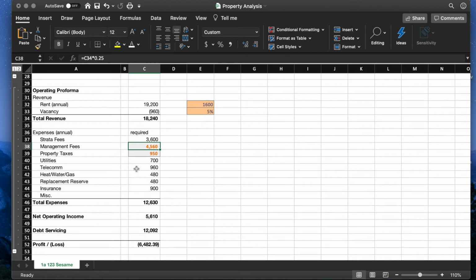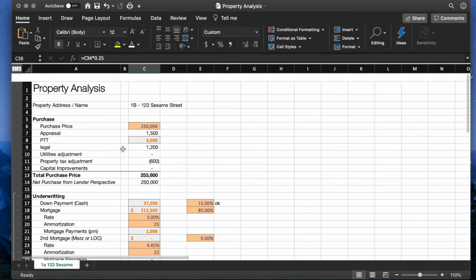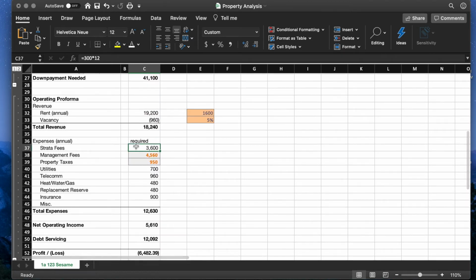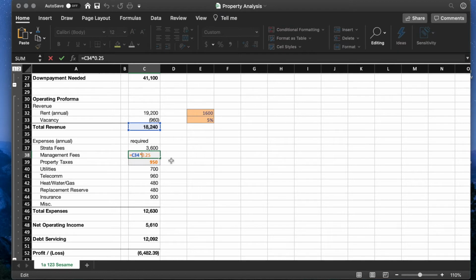So a couple of the things that I've made as assumptions. So with Sesame Street, this is a condo, so there's going to be strata fees that'll be paid. These are something you can pull either from due diligence when you are removing subjects on the property, or from the listings as well, as they should be able to post the strata fees. I've assumed in my proforma that I have a management company taking care of the property for me, and so there's a management fee of 25% of gross revenues, so you can see the link there and the formula for it. I've also assumed property taxes as well.